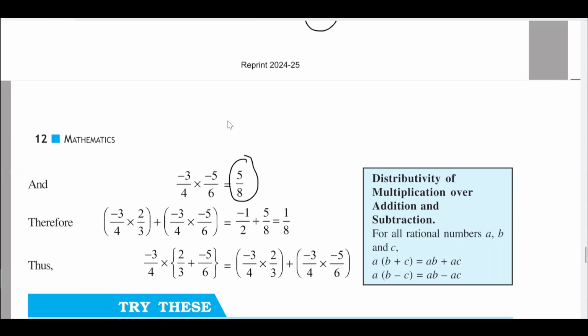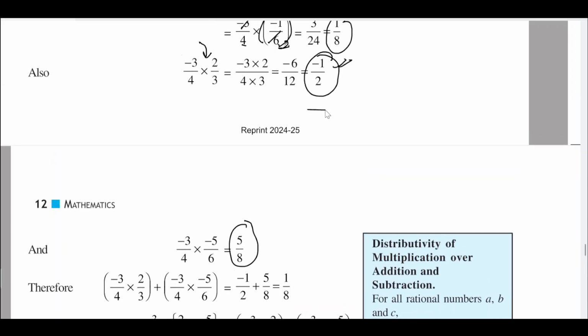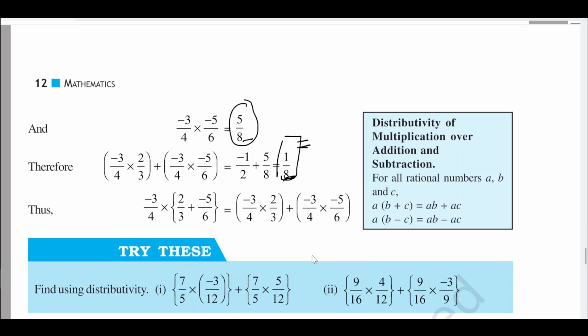So if we add these two, minus 1 by 2 and 5 by 8, we are getting 1 by 8. Same result. Same result as when we had not opened the bracket. We solved in the form of bracket, and we opened the bracket and then added their products.